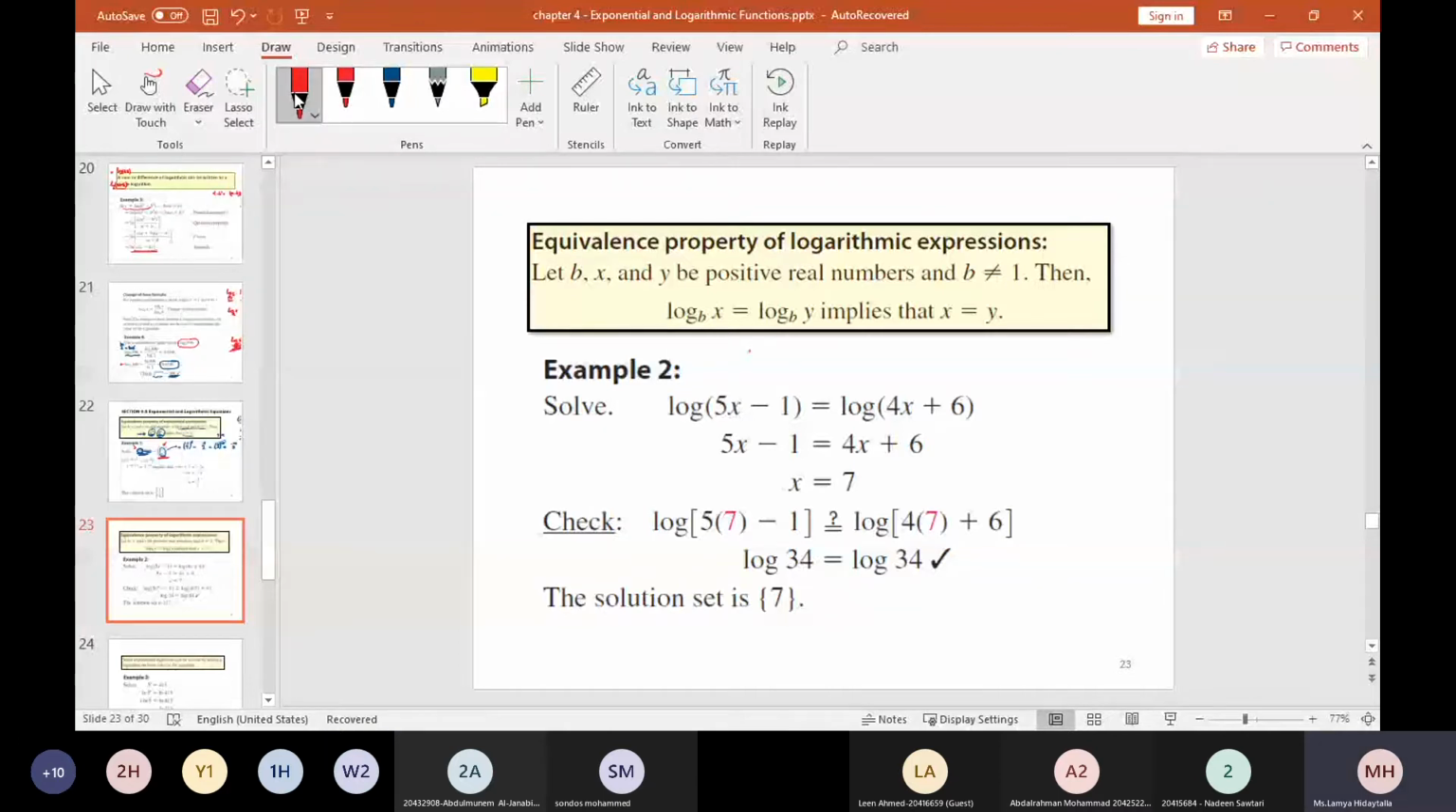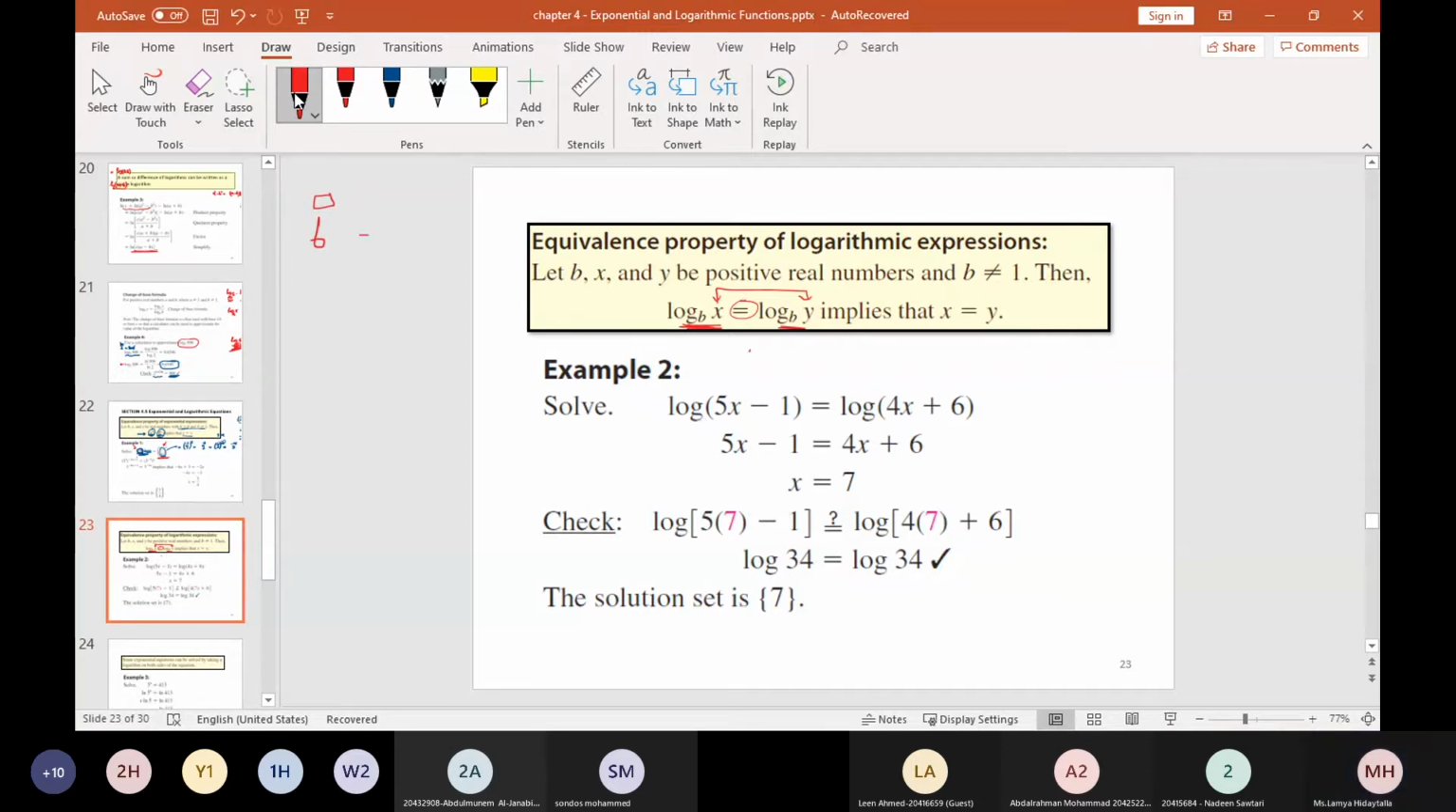Now log x to the base b, and log y to the base b. If I have them equal, both of them, this hand and this hand are equal, we should have that this one is equal to that one. No other alternative. What is the meaning of this? b to a certain power, and it is equal to x.